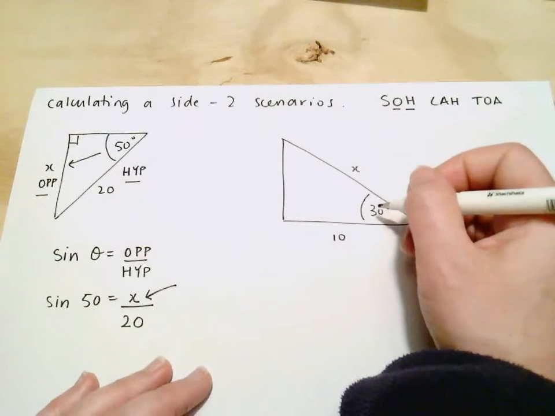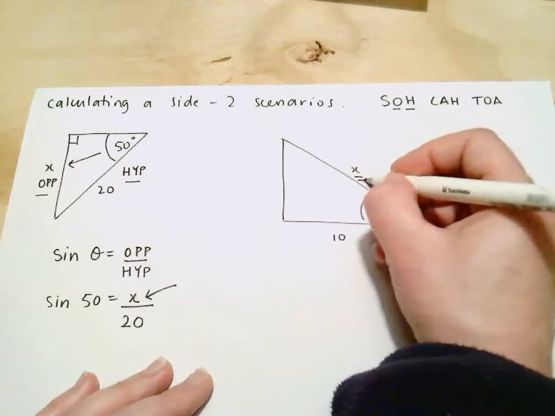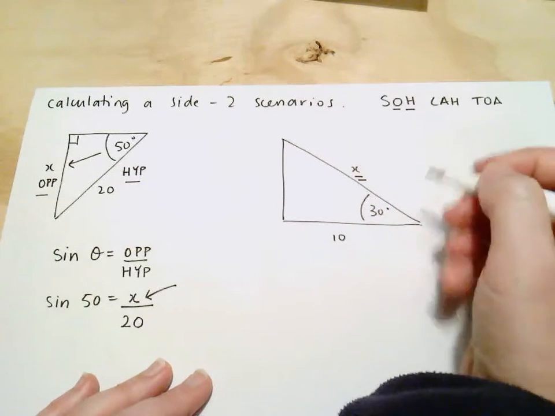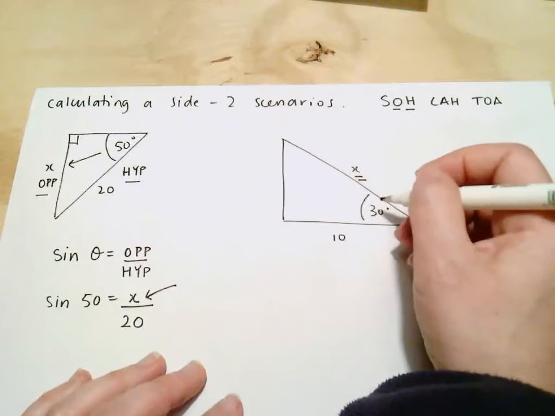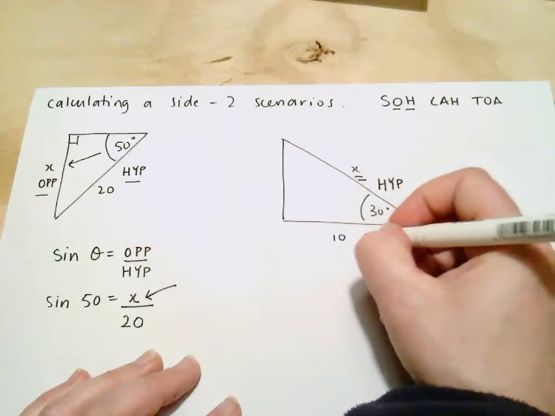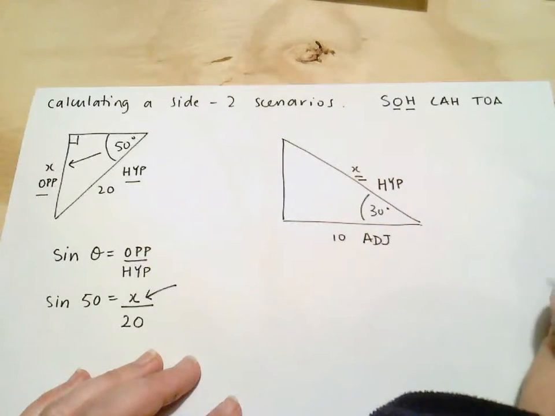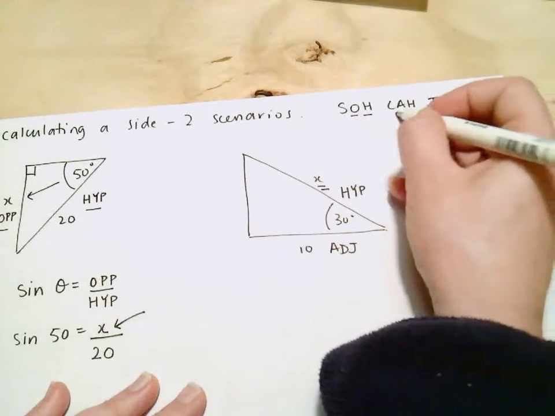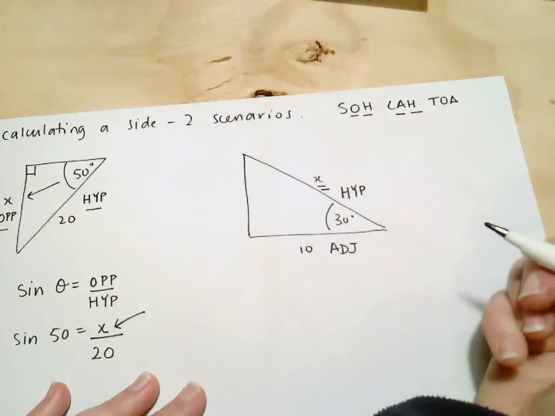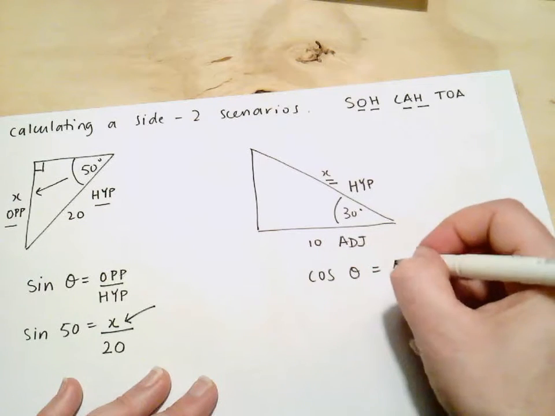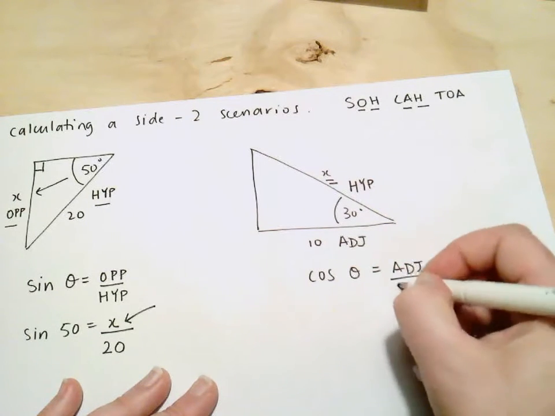In this situation I'm again asked to find an unknown x, given one side and one angle. I begin by labelling my triangle. Again, this is my hypotenuse. In this case, this is my adjacent side. I look at my formulas to see which one involves adjacent and hypotenuse, and it's this one here. So I'm going to use the cos ratio, that cos theta equals adjacent over hypotenuse.